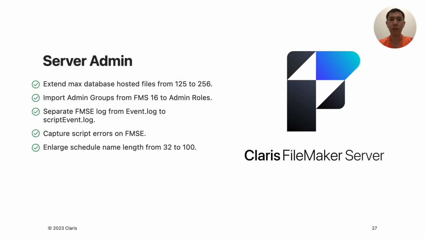In Claris FileMaker Server 2023, we've added several new features in order to help server admins manage their FileMaker server. First, we've increased the number of hosted databases from 125 to 256 databases. You are now able to import admin groups from FileMaker Server 2016 as admin roles. We've separated FileMaker script engine log entries from event.log into a new log called script-event.log. FileMaker script engine now supports the set error logging script step, and we've also increased schedule names from 32 characters to 100 characters.